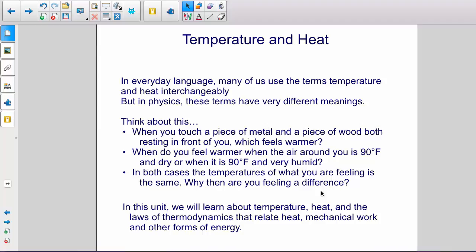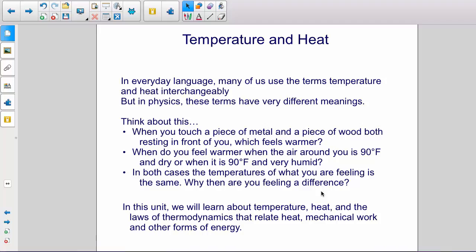Think about this. When you touch a piece of metal and a piece of wood, both resting in front of you, which feels warmer? When do you feel warmer: when the air around you is 90 degrees Fahrenheit and dry, or when it's 90 degrees Fahrenheit and very humid? In both cases, the temperature of what you're feeling is the same. Then why are you feeling a difference?